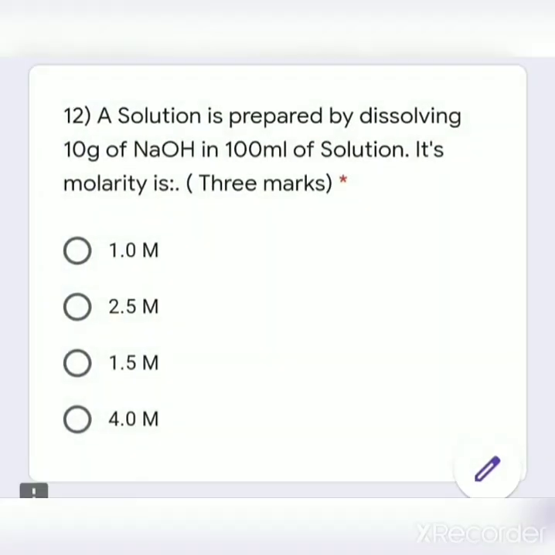This question is, a solution is prepared by dissolving 10 gram of NaOH in 100 ml of solution. So first of all, identify the given terms. What is given here? 10 gram of NaOH. From this it is clear that NaOH is the solute and 10 gram of NaOH is dissolved. So the given mass is 10 gram, and the molar mass you need to find from the formula NaOH.